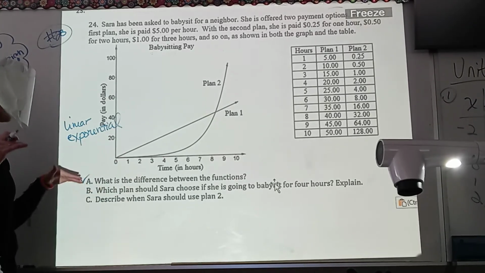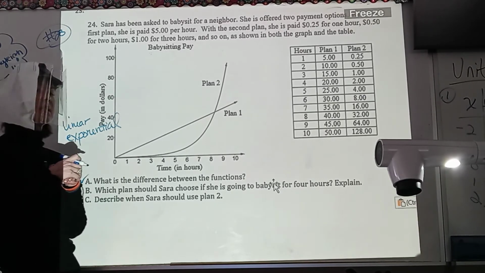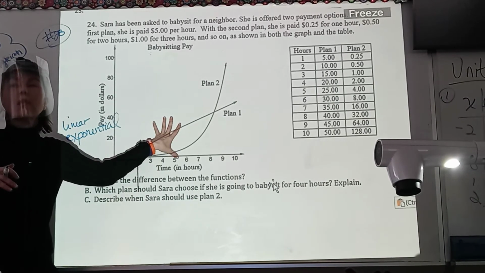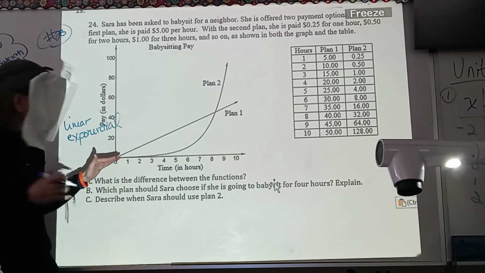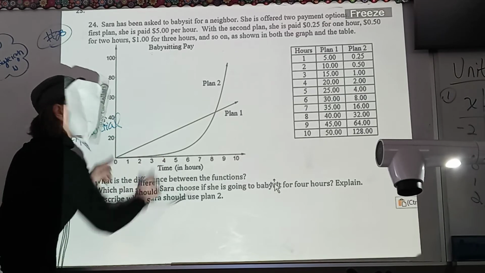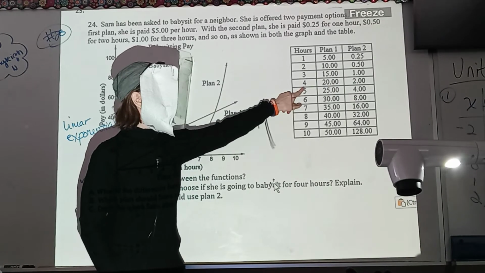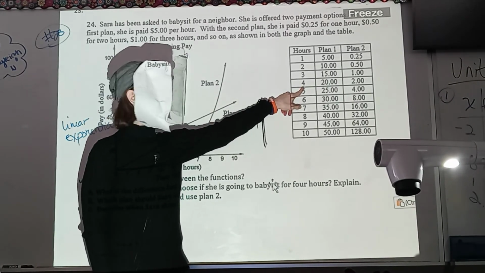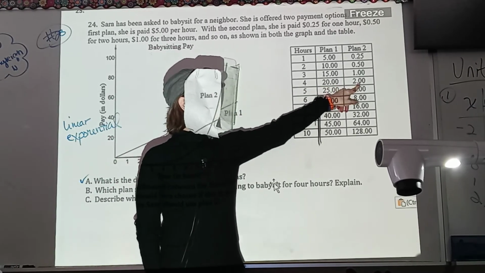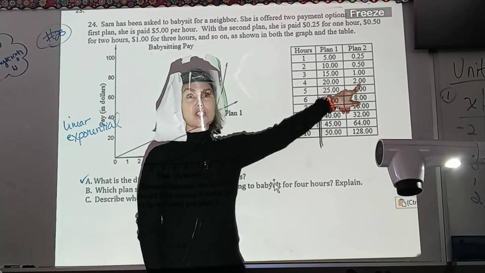Here we go. B, which plan should Sarah choose if she's going to babysit for 4 hours? Well, again, if you were struggling with reading the graph, because it's not exact, let's take a look at the table. Here's our hours, and here's 4 hours. So if she's babysitting for 4 hours, plan 1, she gets paid what? $20. Plan 2, she's getting paid for 4 hours, how much? $2.